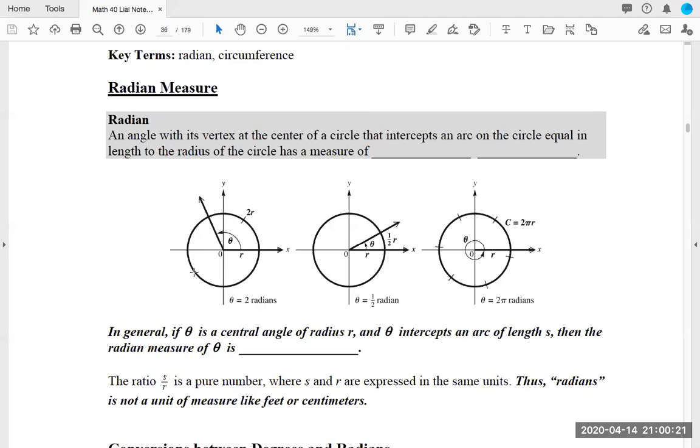So remember we discussed that theta is known as your central angle. We're going to use blue for that. So theta is our central angle, and your circle has radius r. Okay. And your theta intercepts an arc length s.